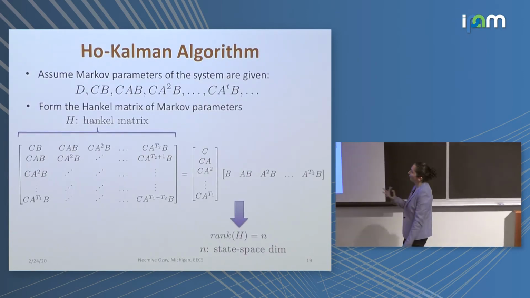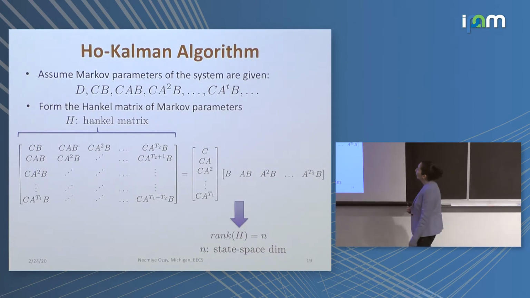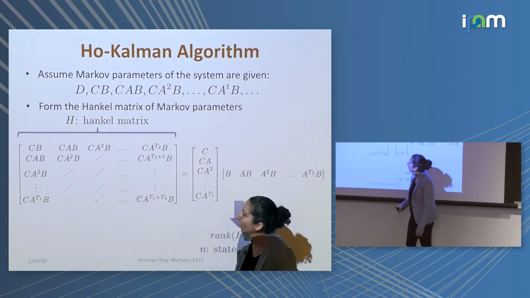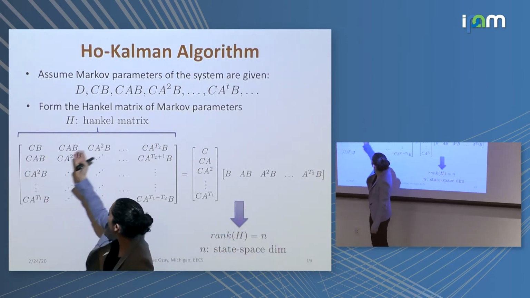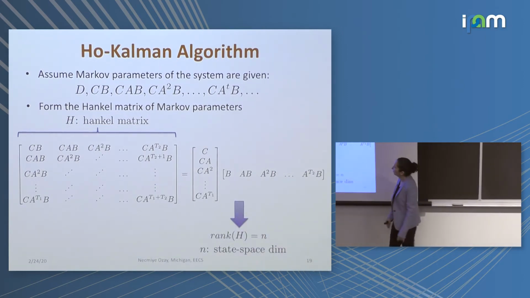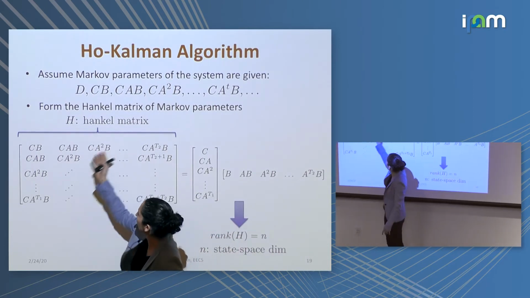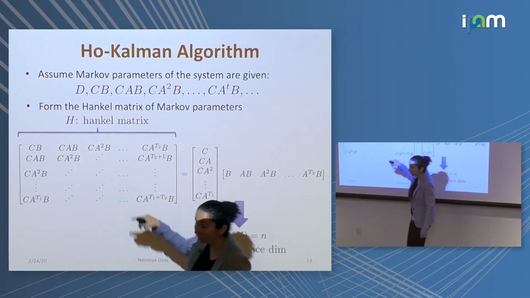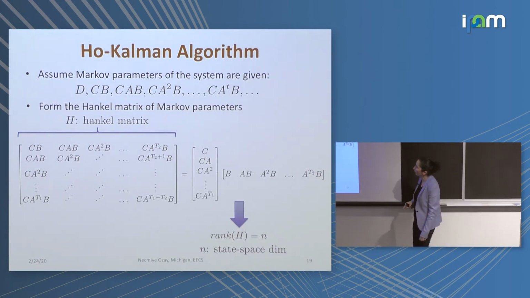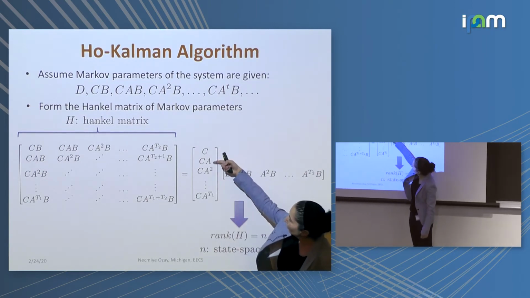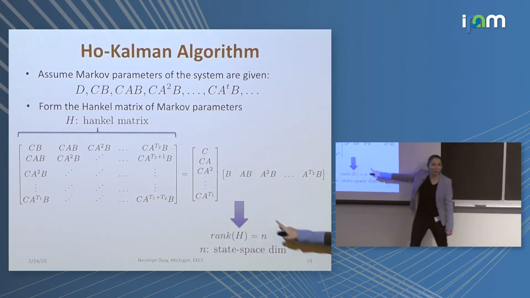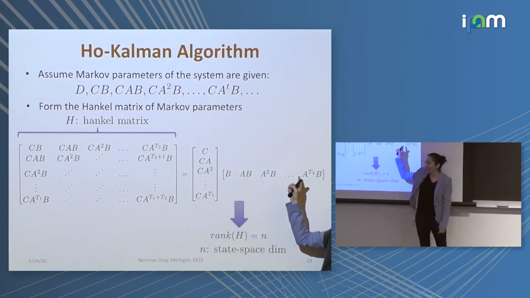So assume someone gives you the Markov parameters. Then you form this block Hankel matrix. Hankel meaning the anti-diagonals are constant, and you fill these anti-diagonals with your Markov parameters. And if you look at this Hankel matrix, one thing you will observe is that it's a multiplication of this matrix with this matrix. And if you're a control person, you will be able to tell what these matrices are.